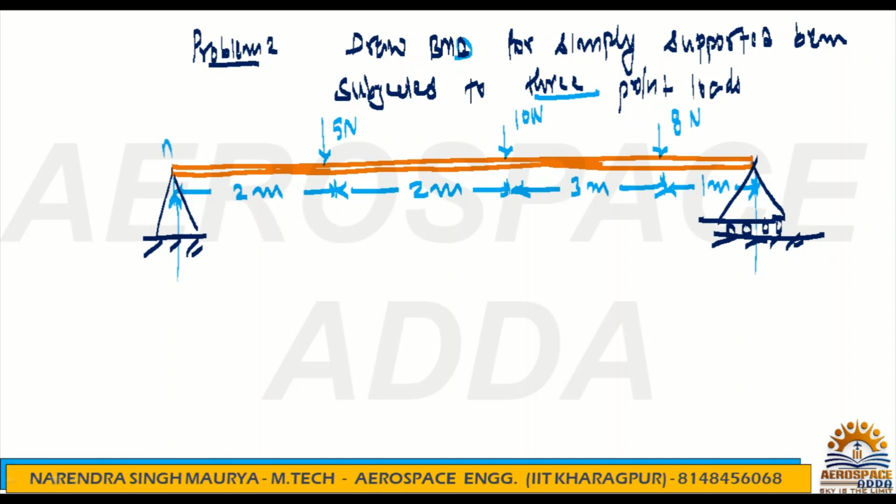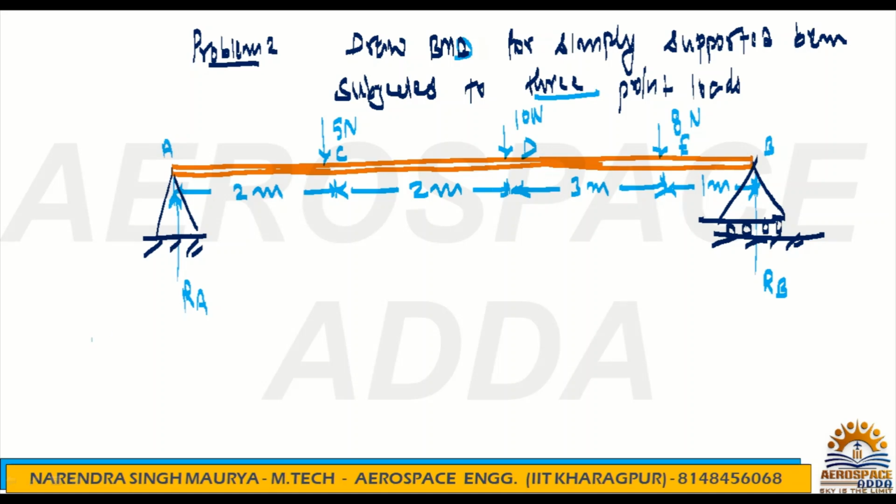Basically, say this end is A and this end is B. So obviously we'll have a reaction force RA, and this is RB. The three point loads are 5 newton, 10 newton, and 8 newton, and the dimensions are given from end A. This is 2 meter, and say this point is C, this point is D, and this point is E. So all the dimensions they have given.